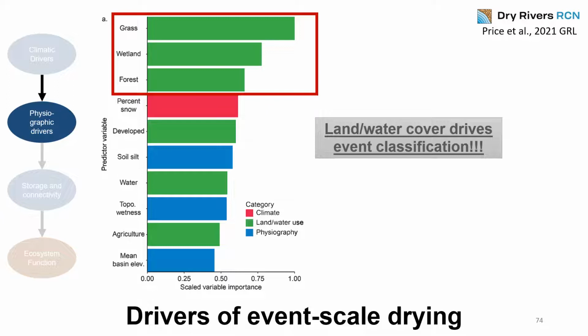And so to us, this really pointed to, when we're thinking about annual scale variation, climate is the driver that we should think about. But when we're thinking about these event scales, it's more the physiographic drivers, the local scale inputs that are driving that variation.